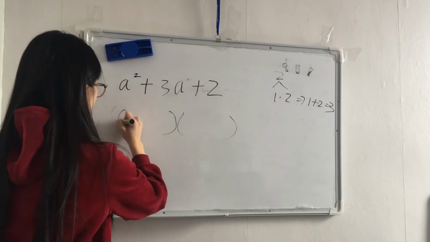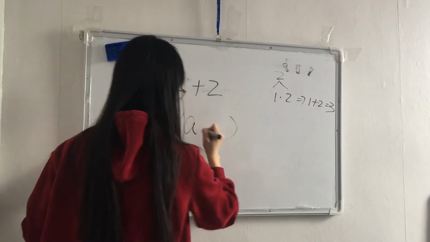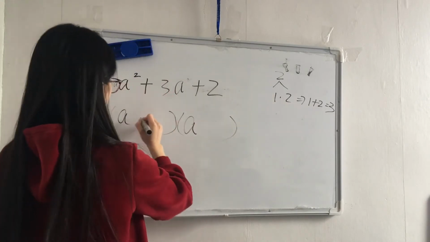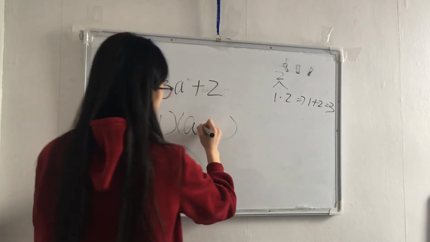So this is a, this is a. Okay? And we have two numbers, 1 and 2. Plus 1.